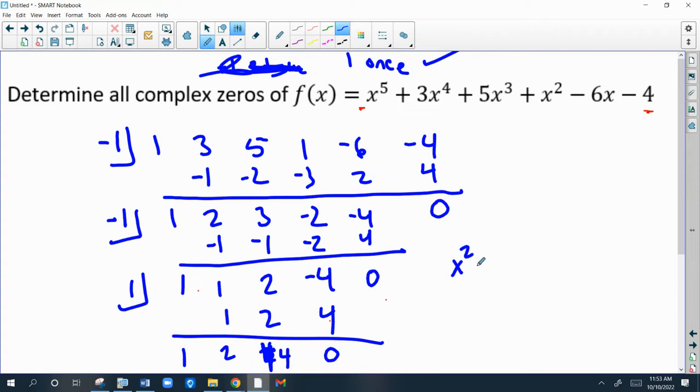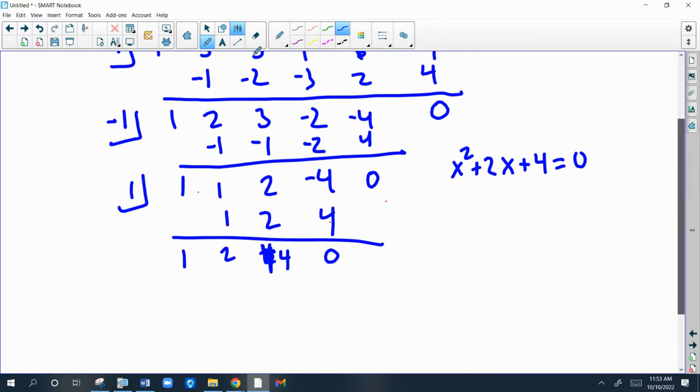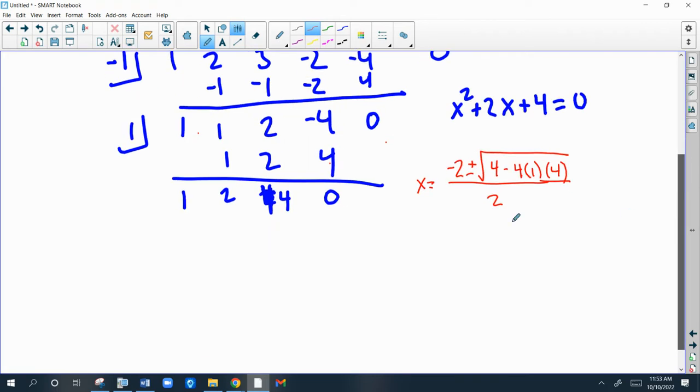So I have 3 zeros already. I can solve this with the quadratic formula to get my other 2 zeros, since it's not going to factor. So the quadratic formula will give me x equals negative b plus or minus the square root of b squared minus 4ac, all over 2a, which is 2 times 1. So I have negative 2 plus or minus the square root of 4 minus 16, which is negative 12, over 2. Simplify.